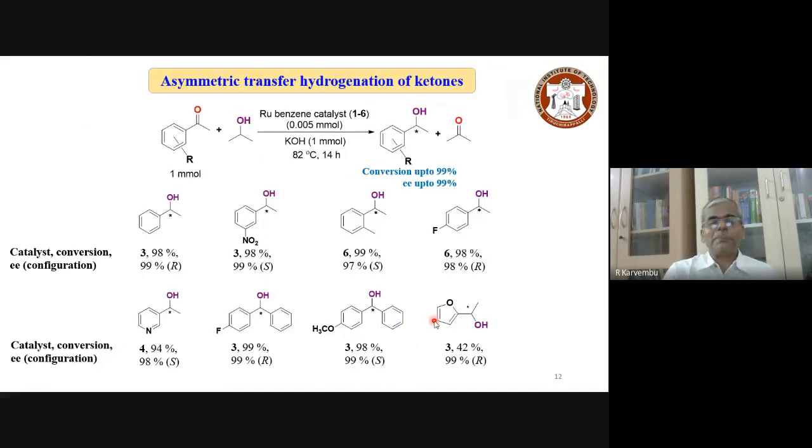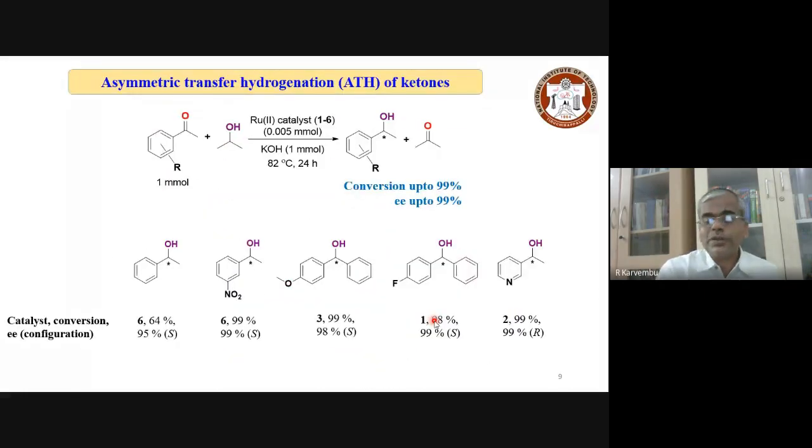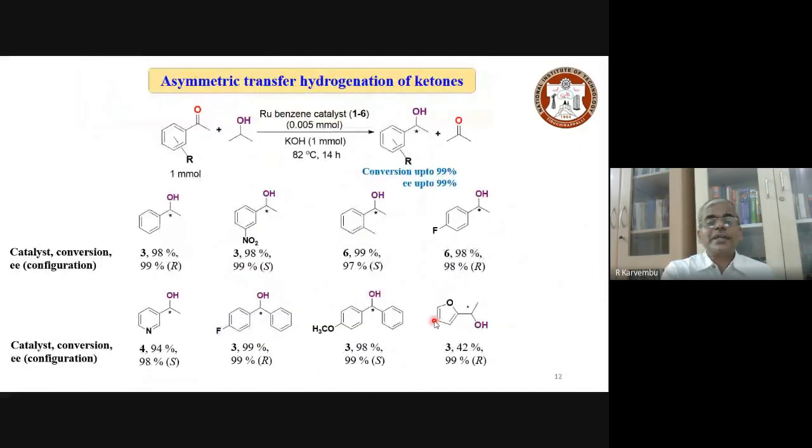But when we applied this in asymmetric transfer hydrogenation of ketones, we found a very interesting result. What is the interesting part? The efficiency of the ruthenium benzene catalyst is very much higher than that of the ruthenium parathymine catalyst. This reaction was completed in 14 hours, whereas here it took 24 hours. Ruthenium benzene is highly reactive.